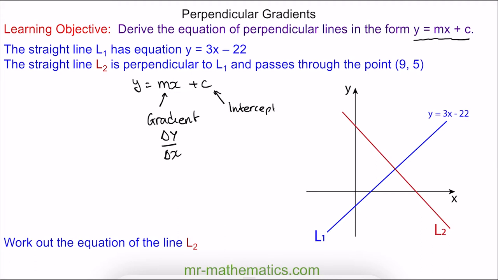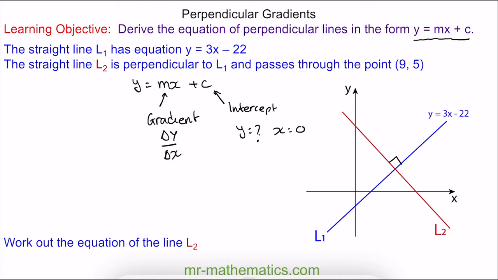The intercept is the value of y when x is equal to 0, so this is where the line cuts the y-axis. In this question we have two straight lines, L1 and L2, and we've been told that the two lines are perpendicular to each other, which means they cross at 90 degrees. Because they cross at 90 degrees, their gradients will be the negative reciprocal of each other.